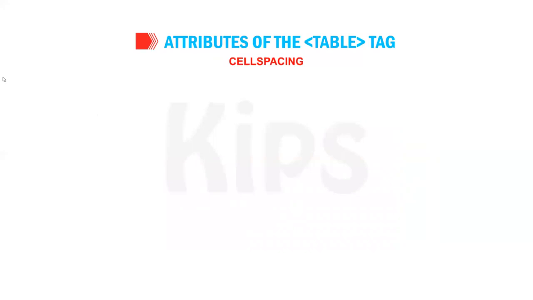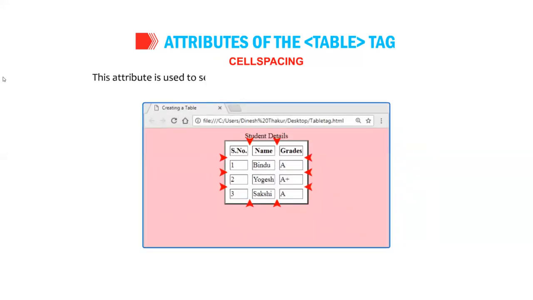Cell spacing. This attribute is used to set the minimum distance between two adjacent cells. Cell spacing is also measured in pixels.